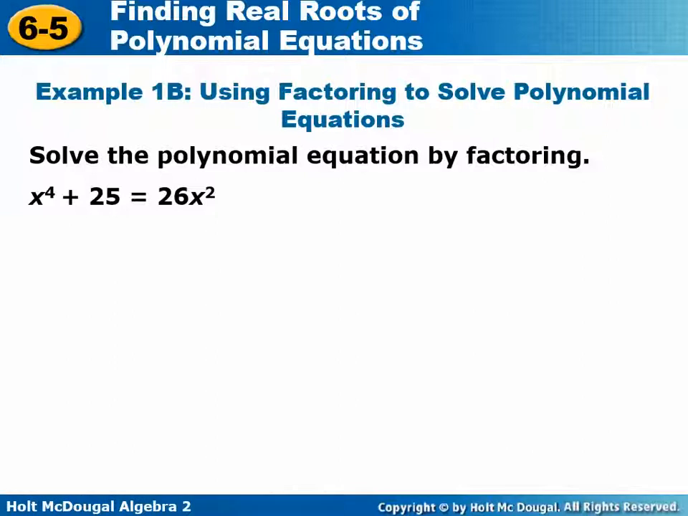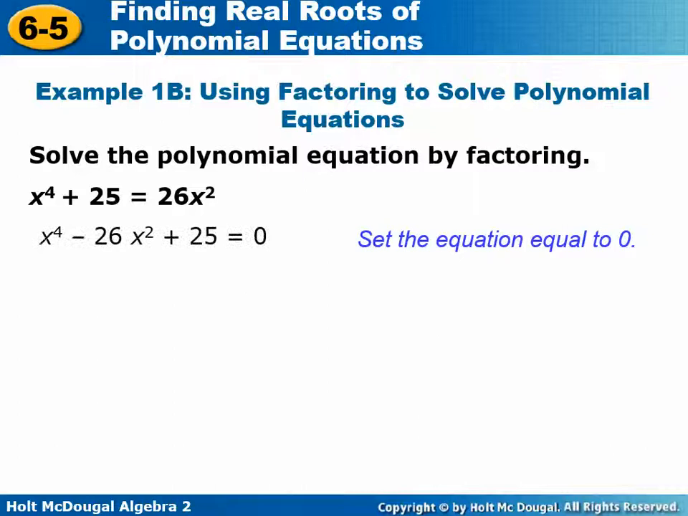In this one, though, it's not equal to 0. So your first thing to do is to set it equal to 0. So you'd have to subtract the 26x squared from both sides. And I'm going to just write it in descending order, so we'd have x to the fourth minus 26x squared plus 25. Your next step is to see if there's a greatest common factor.